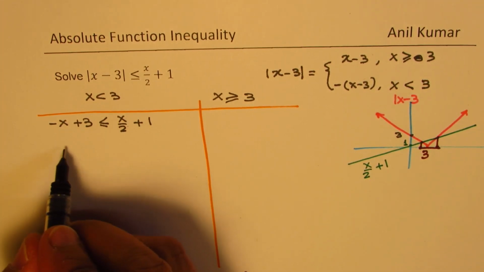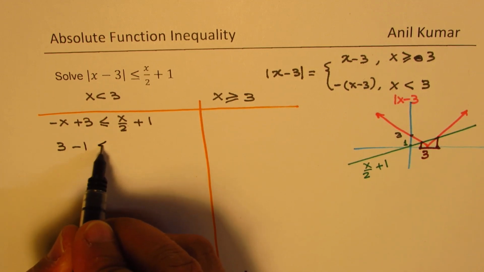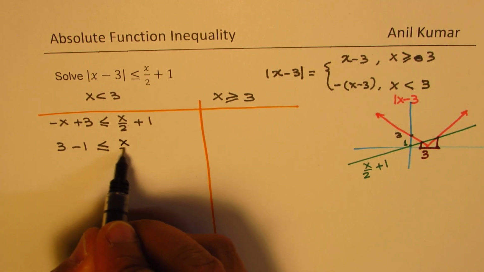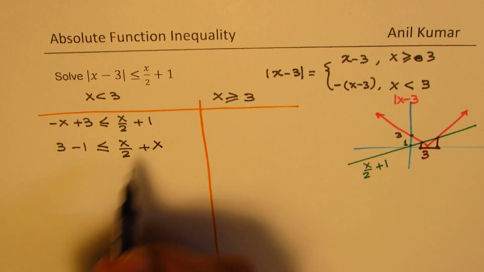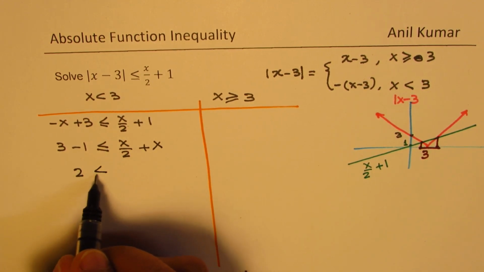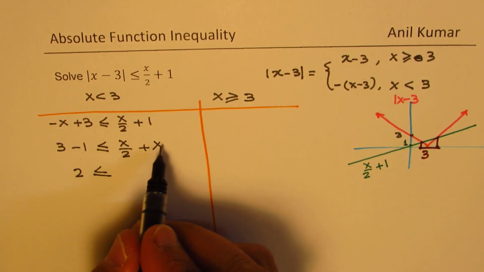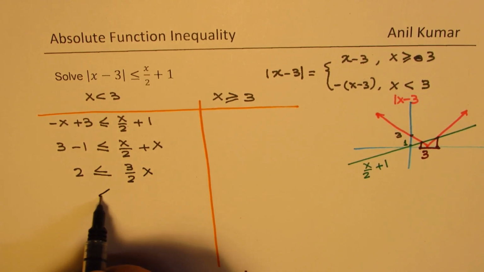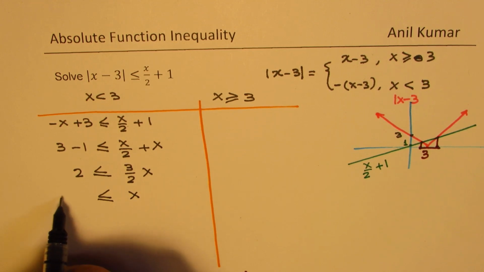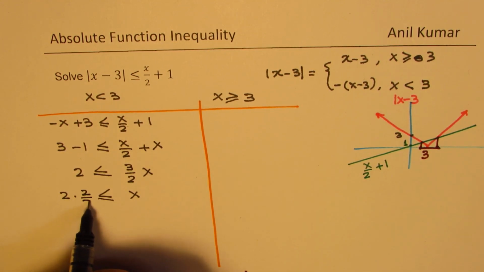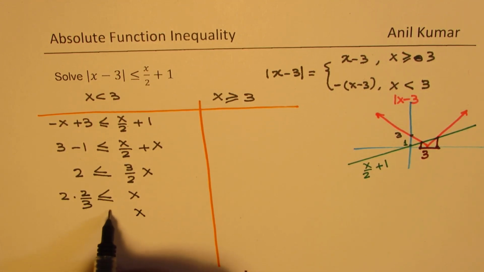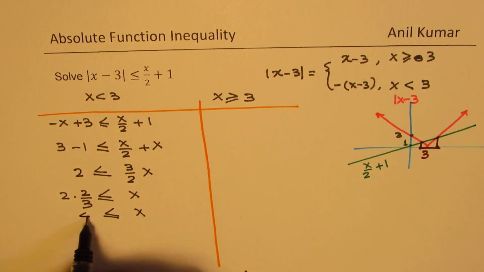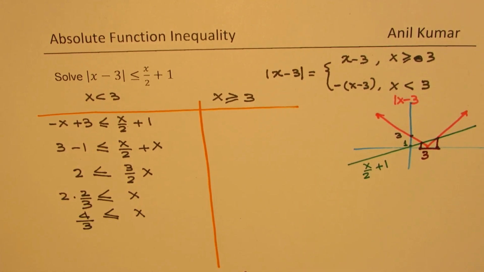Taking x to this side, we get 3 minus 1 is less than or equal to x by 2 plus x. So we have 2 here is less than or equal to 3 by 2 x, since 2 plus 1 is 3. Or you can say x is greater than 2 times 2 by 3, or we can say that x is greater than or equal to 4 over 3, correct?